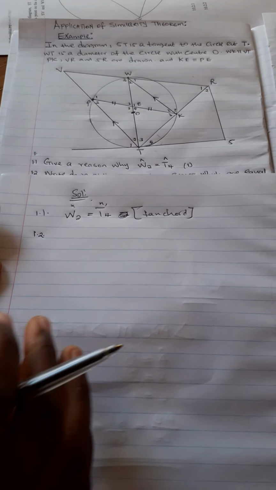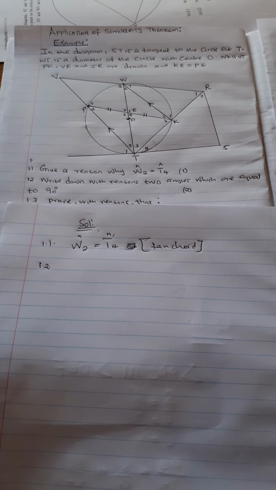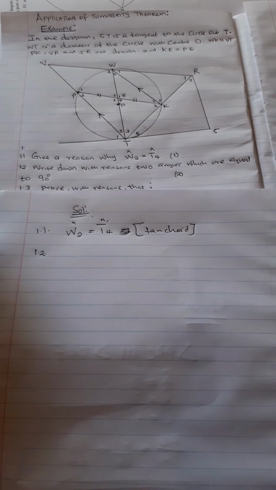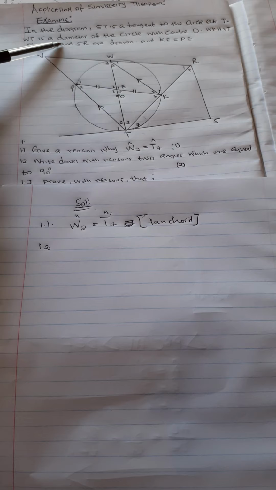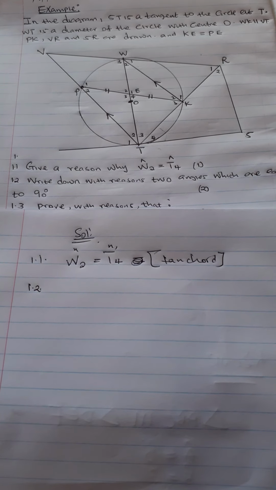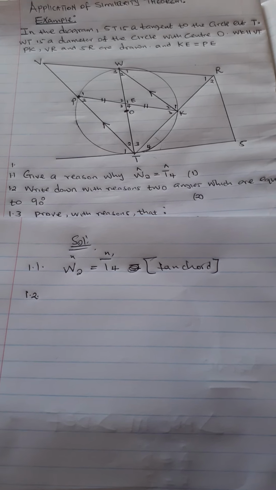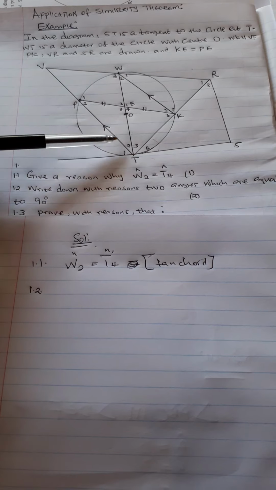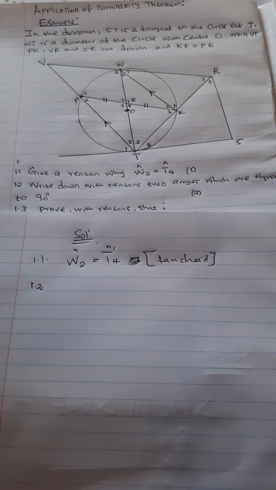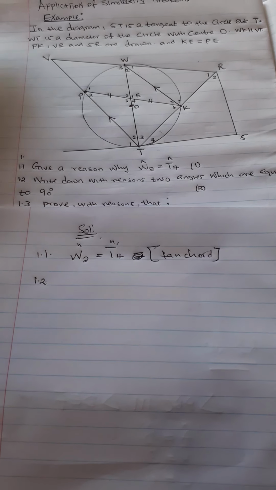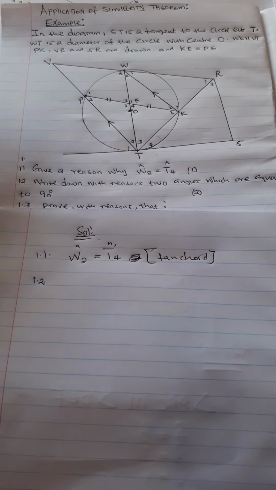I'm showing you how to answer these questions. So write down with reasons two angles which are equal to 90 degrees. Remember, from the paragraph up there where you were reading, there is a word diameter. You know, the angle subtended by a diameter is 90 degrees. So that means this one is a diameter. So class, as I'm showing you here, whenever you hear about the word diameter, just know that there is an angle that it subtends, which is what?